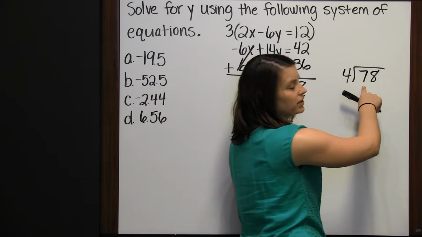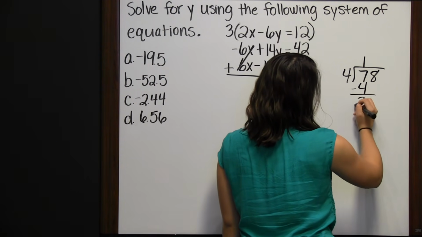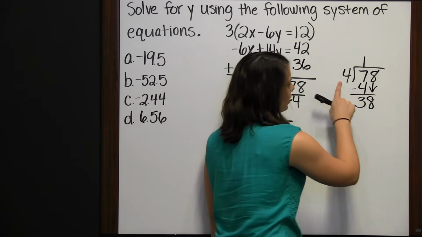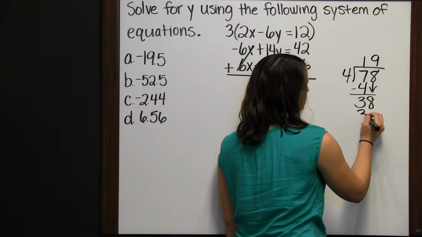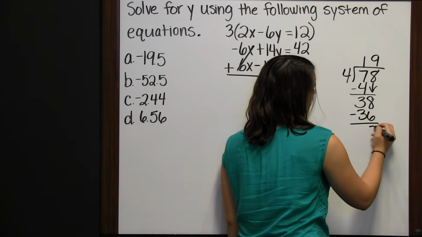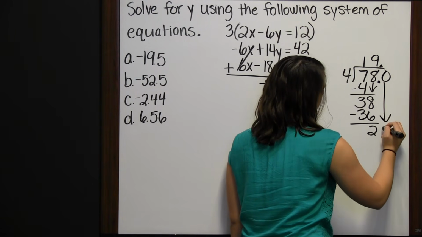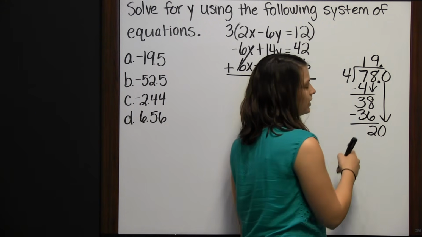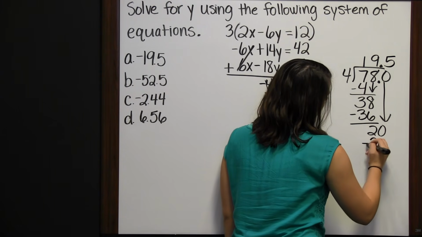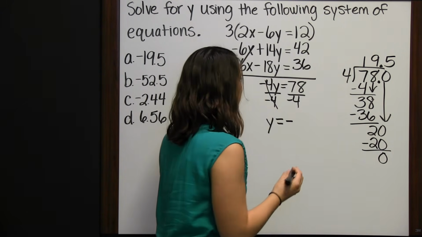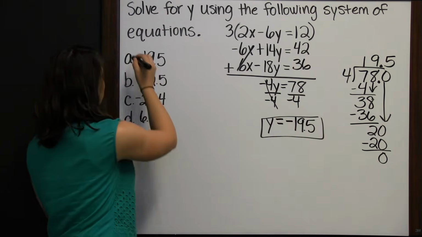4 goes into 7 one time. 4 times 1 is 4. Subtracting, you get 3. Bring down the 8. 4 goes into 38 9 times. 4 times 9 is 36. Subtract and you get 2. Add a decimal and a 0. Bring it down. And 4 goes into 20 5 times. 4 times 5 is 20. Subtract and you get a remainder of 0. So it's negative 19 and 5/10, which is answer A.